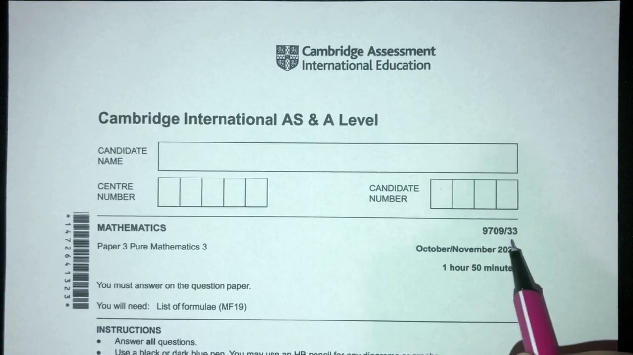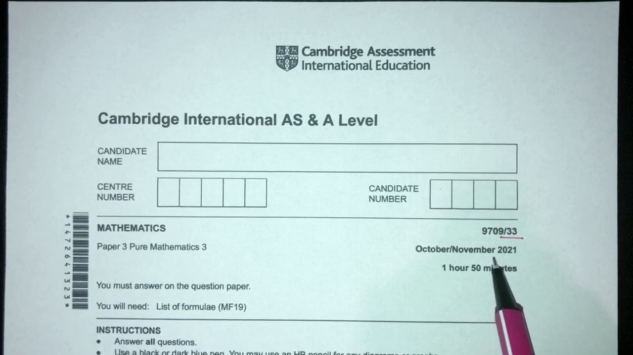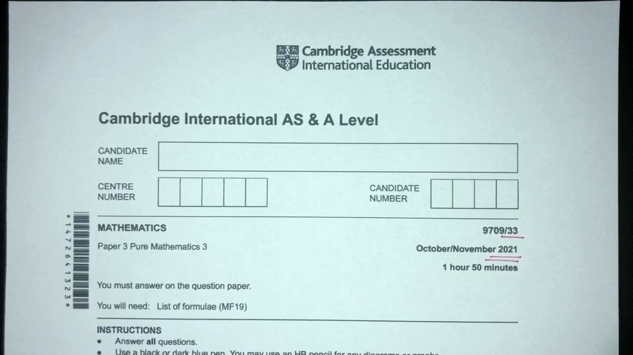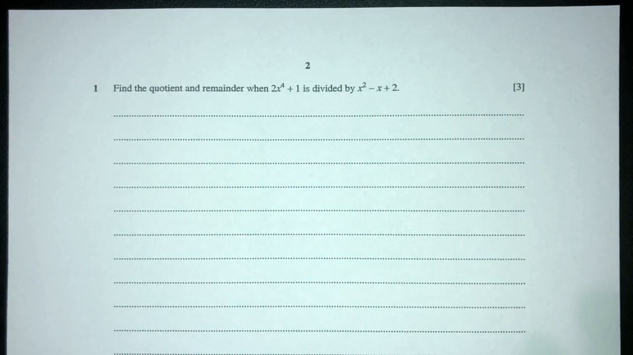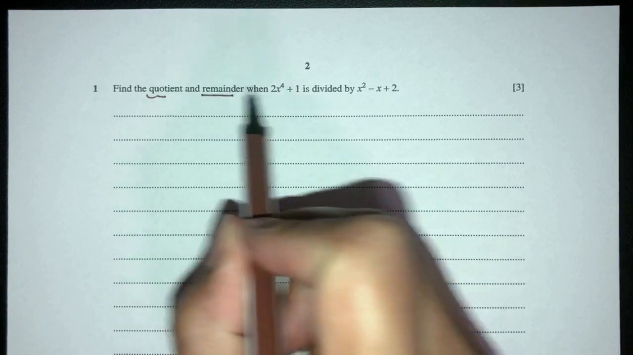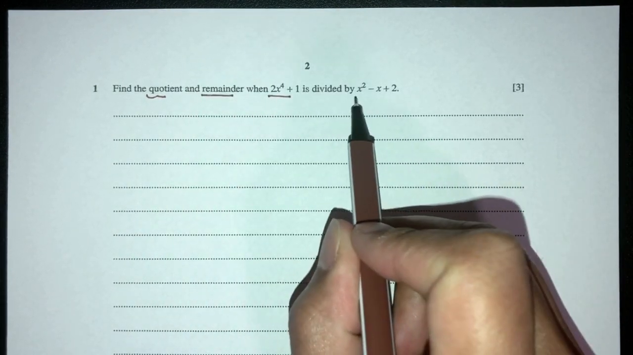This one is paper 3-3 of October-November 2021, for all A-level math, obviously. With that being said, let's move on to the questions that I have for you today. So here we have question number 1. Find the quotient and the remainder when this is divided by this thing.